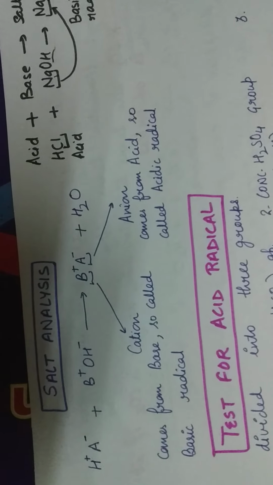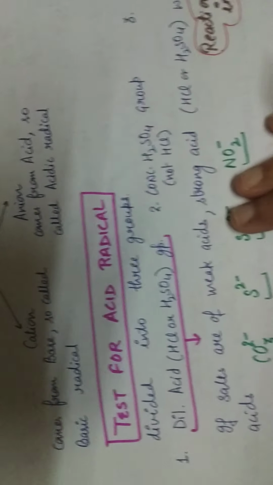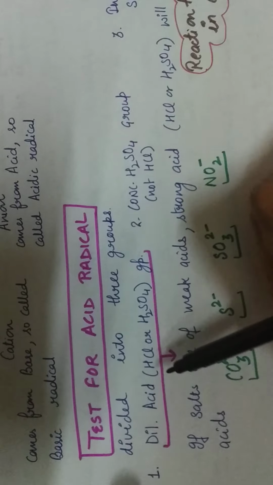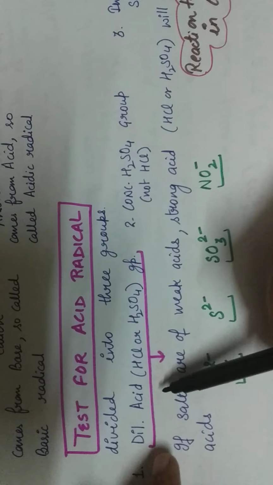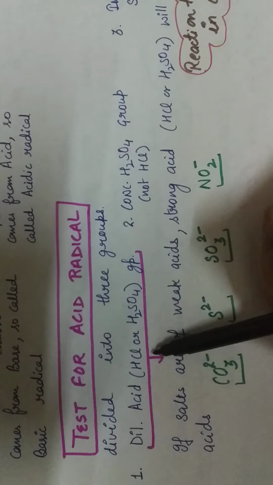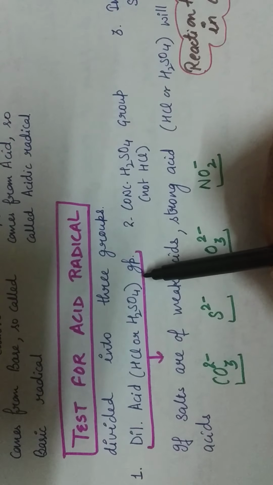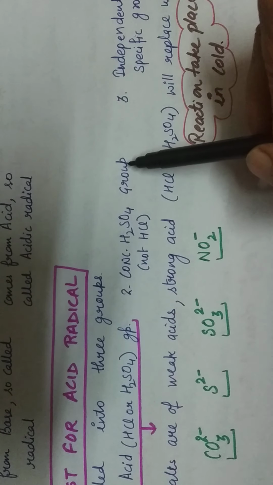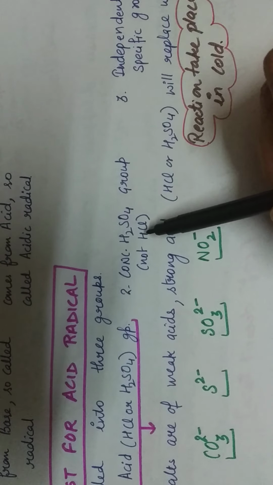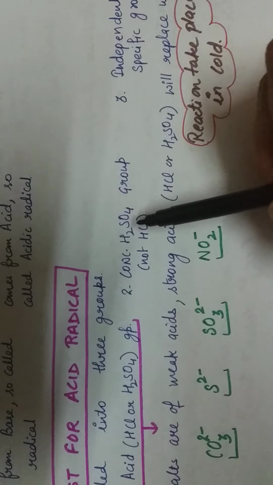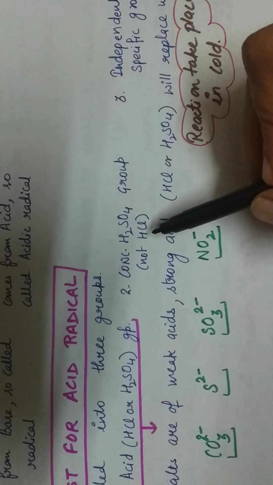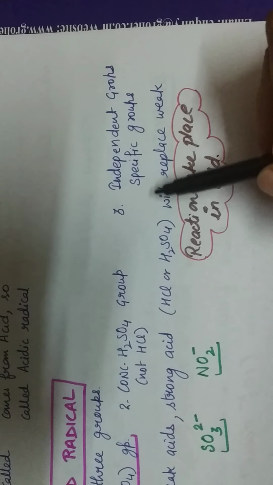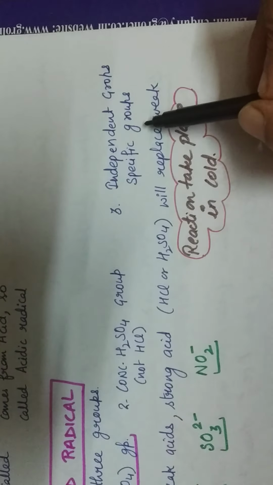Now first we will start with the acid radicals. The tests for acid radicals are divided into three groups. The first group is detected using dilute acid. Now dilute acid can be HCl or H2SO4. Then the second is the concentrated H2SO4 group. In the second group we cannot use HCl, we only use concentrated H2SO4. Then there are a few radicals for which we have to carry out specific tests. So these are called the specific groups.